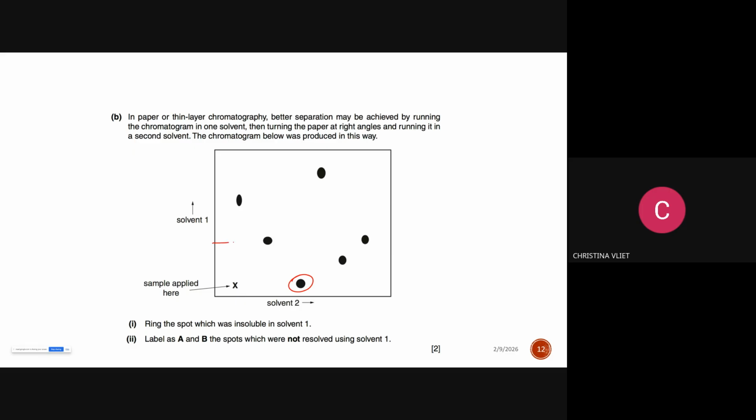Yes. So these 2 right here, right? So A and B. Because they moved to the same spot with solvent 1, but when you turn the paper this way in a second solvent, they did move to different spots. All right, so that's good. And that's another paper 4 question. Just so you know, this is worth the same 2 marks that drawing those gigantic molecules is.